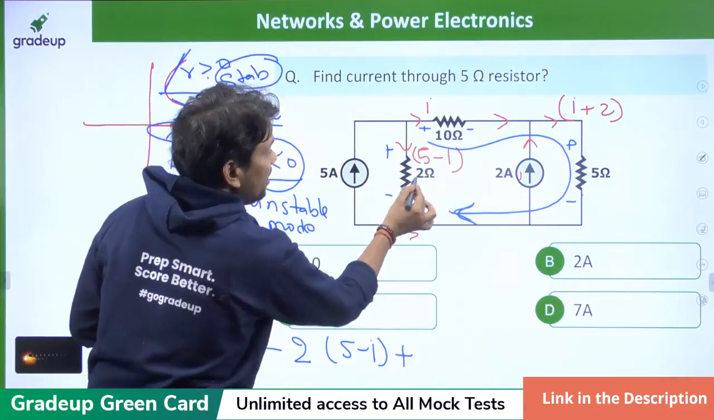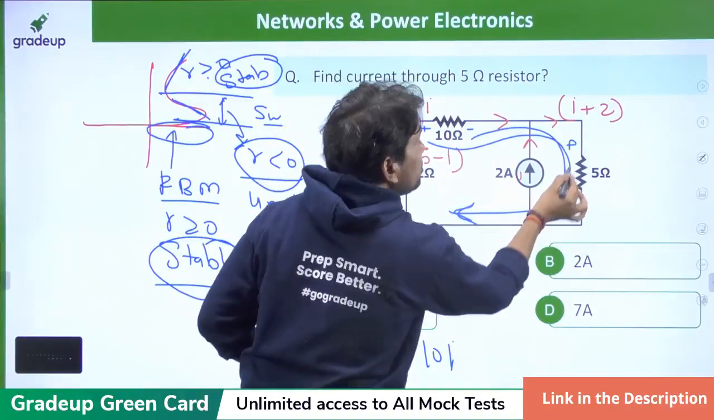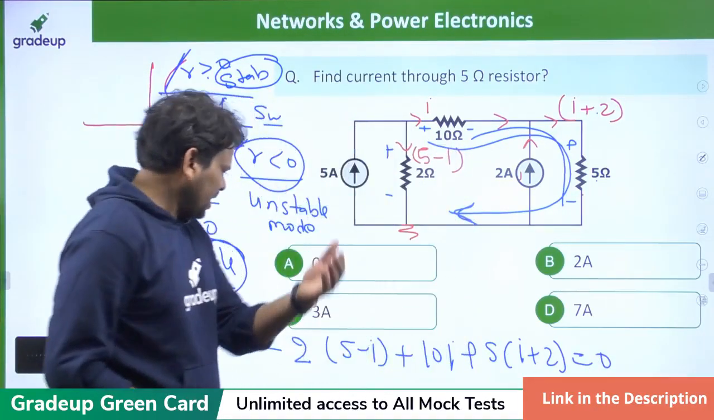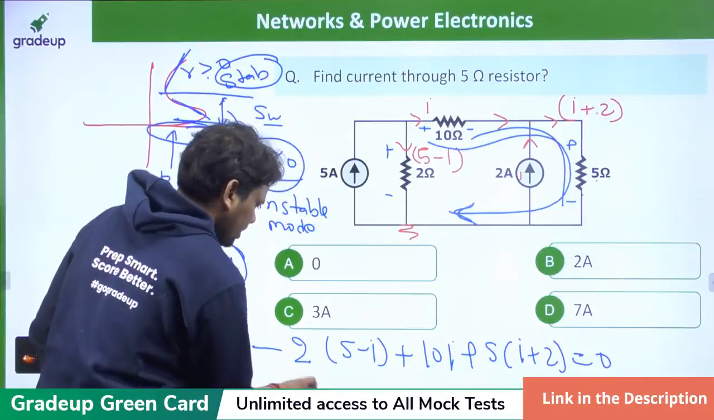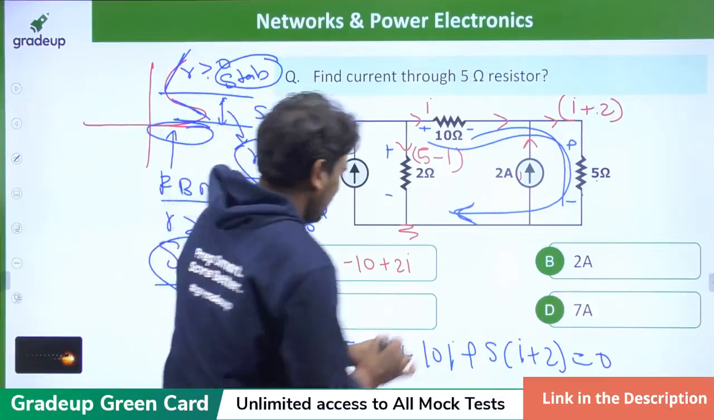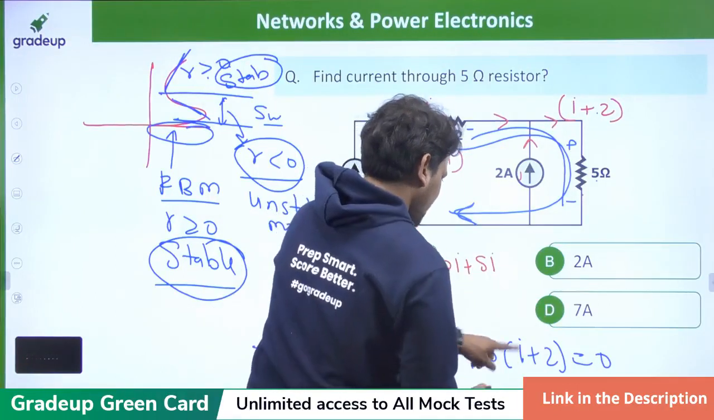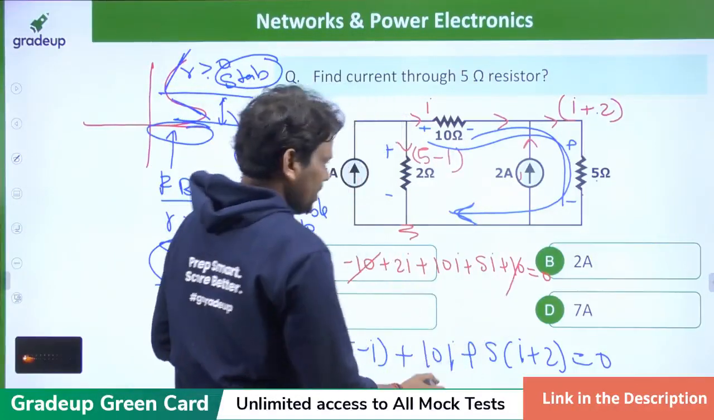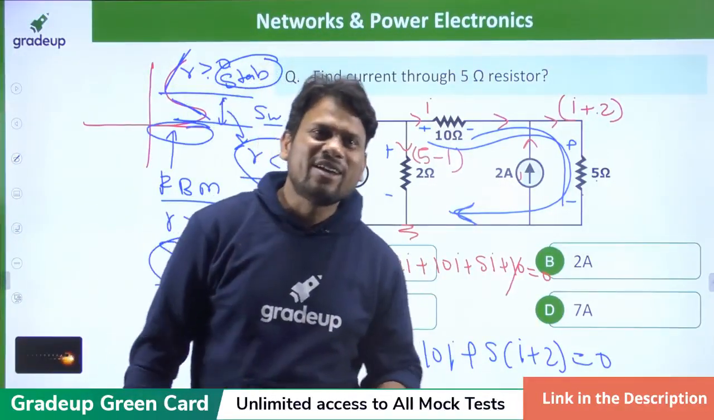So minus (5 minus I) into 2, this thing. Then 10 into I, the second drop, 10 into I. And the last drop, 5 into (I plus 2), is equal to 0. Yes, tell me somebody what will be the answer. So, minus 10 and plus 2I and plus 10I and plus 5I and plus 10 is equal to 0. So 10 and 10 cancel. Obviously, all of you are right. I think I is equal to 0 ampere.